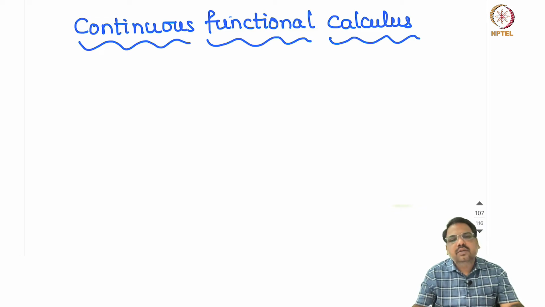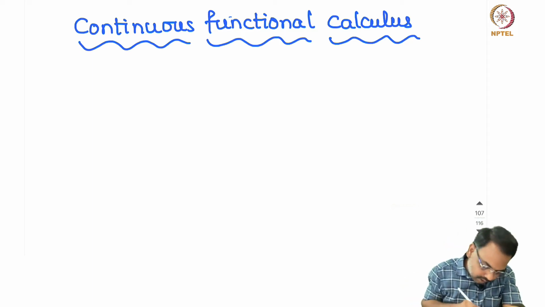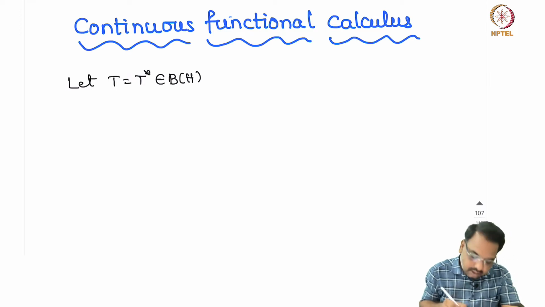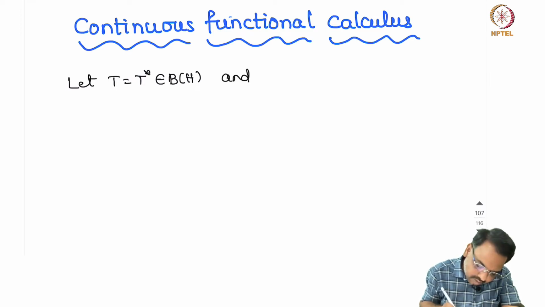Today we are going to discuss the continuous functional calculus for self-adjoint operators. In the last lecture we discussed the functional calculus for polynomials. So let us recall, let us take a self-adjoint operator T and P a real polynomial.